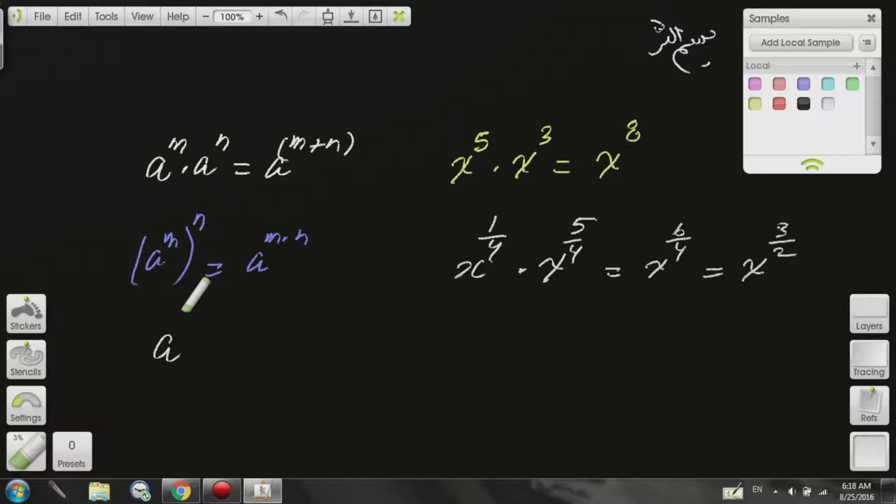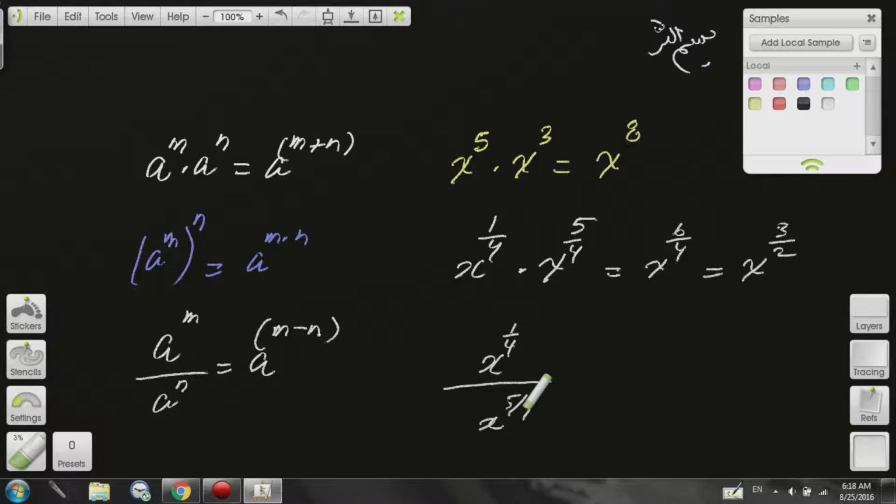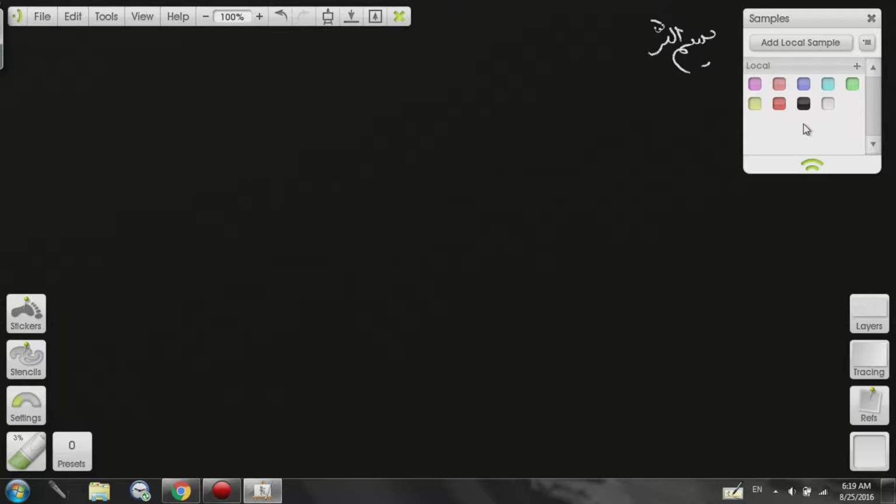And then we said a to the m over a to the n is a to the m minus n, right? You subtract them. That also applies to rational exponents. For example, x to the 1/4 over x to the 5/4. So this would be x to the 1/4 minus 5/4. So this would be x to the minus 4 over 4, which is x to the minus 1, which is 1 over x. So that rule applies to rational exponents.